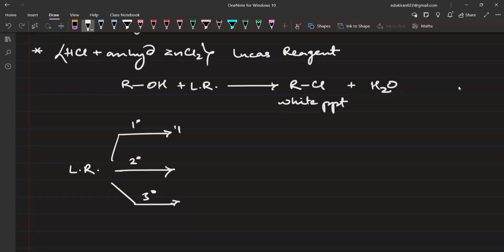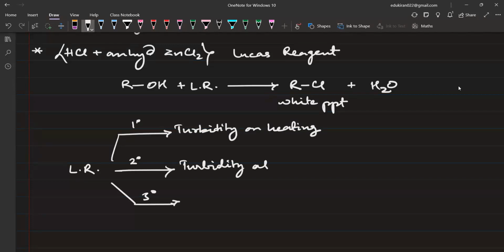So 1 degree में you will get turbidity on heating, room temperature पे नहीं मिलेगा. 2 degree में you will get turbidity after some time. Here you will get turbidity immediately.